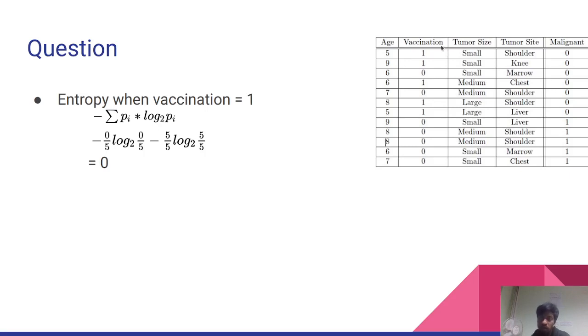So basically here we are taking rows 2, 3, 4, 5 where vaccination is 1, and we will just check these rows. How many of them are 0? None of them are 0, right? So it is 0 by 5 log of 0 by 5, minus, how many of them are 1? All of them are 1, right? 5 by 5 into log 2 of 5 by 5.